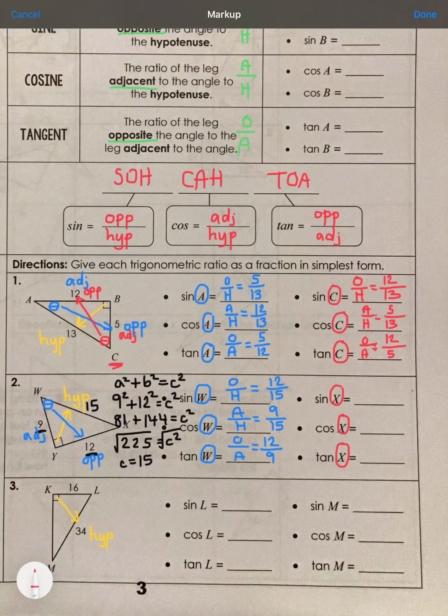Now I want you guys to take a minute. I want you to fill out the sine, cosine, and tangent of angle X. So go ahead and pause the video, and you guys try to fill out these three answers.